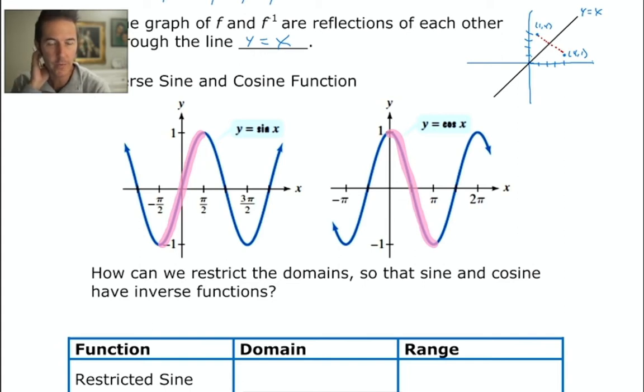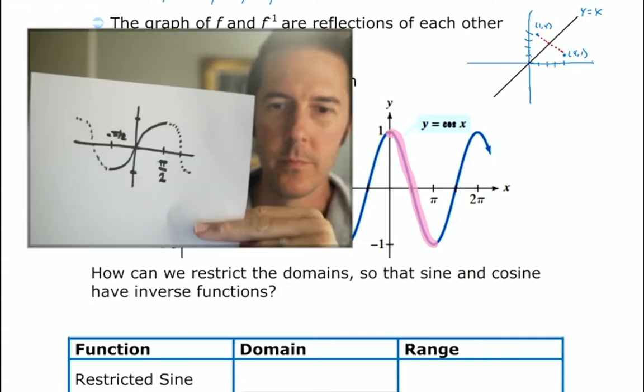The reason we're doing that is so that if we flipped this highlighted portion of the graph over the line y equals x, the resulting graph would still be a function. And I'm going to pause real quick and just do a quick demonstration. You won't even know I'm gone.